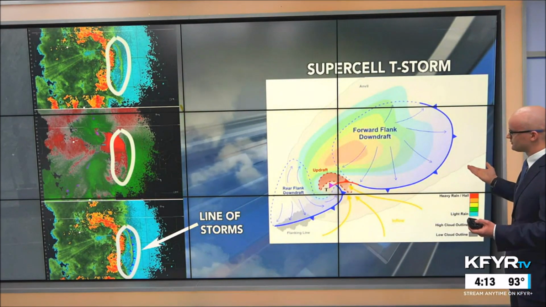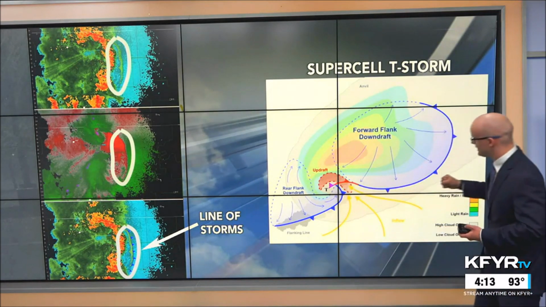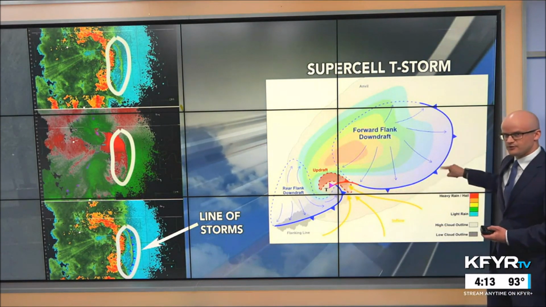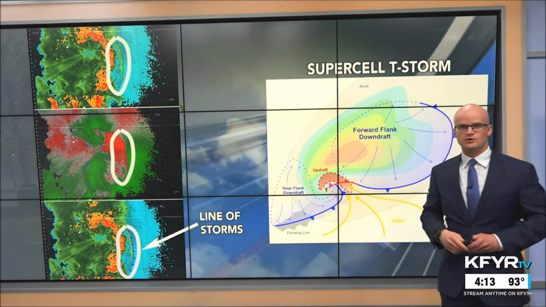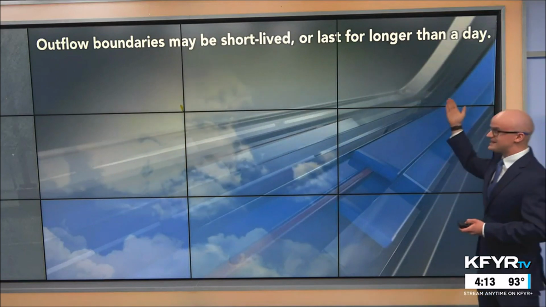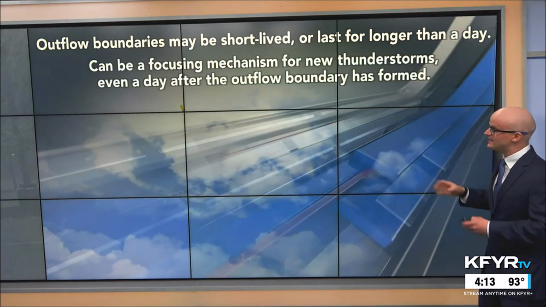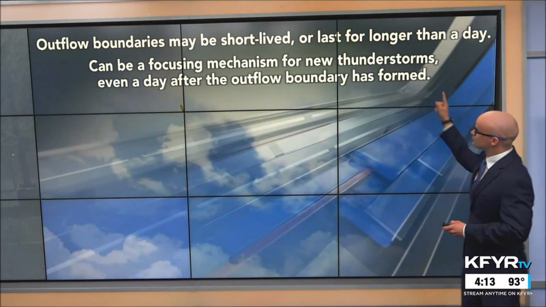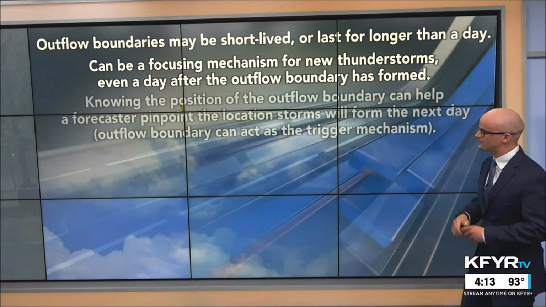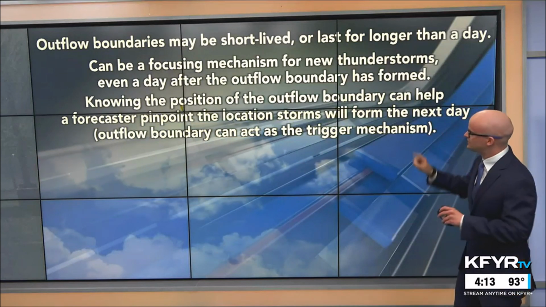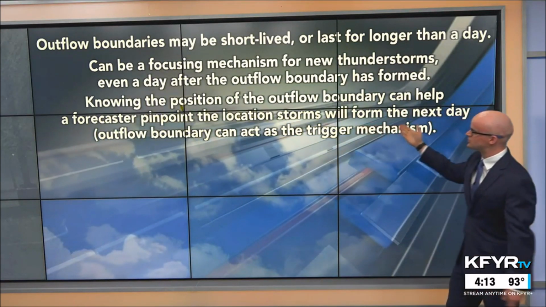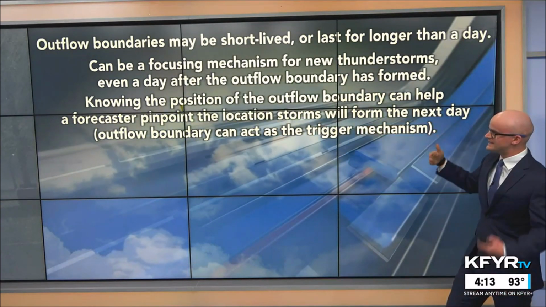And in supercell thunderstorms, where we would sometimes have a tornado associated with it, you can get these downdrafts and then these outflow boundaries that just spread out in all directions from the actual thunderstorm itself. So they can be short-lived or they can last for longer than a day. So it can be a focusing mechanism for new thunderstorms even a day after the outflow boundary has formed. So that's why knowing the position of the outflow boundary can help meteorologists pinpoint the location of where new storms will form even the next day.